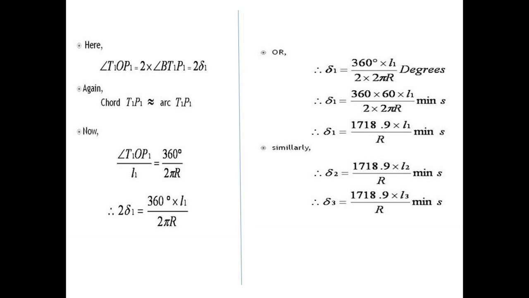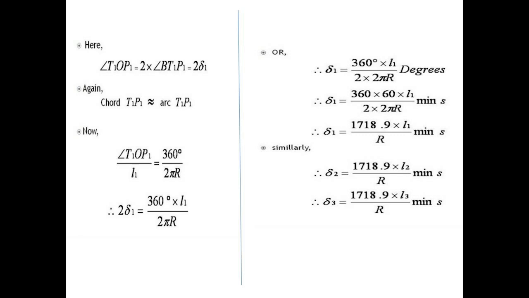From here, the expression for angle T1 OP1 is equated. We get 2 delta 1 equal to 360 into L1 by 2 pi r, and finally delta 1 equal to 360 into L1 by 2 into 2 pi r degrees. Next we convert into minute second. So delta 1 equal to 360 into 60 into L1 by 2 into 2 pi r, which eventually is expressed as 1718.9 into L1 by r minute second.